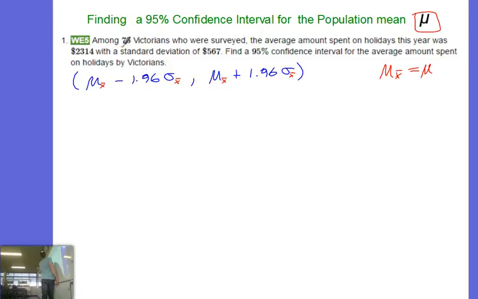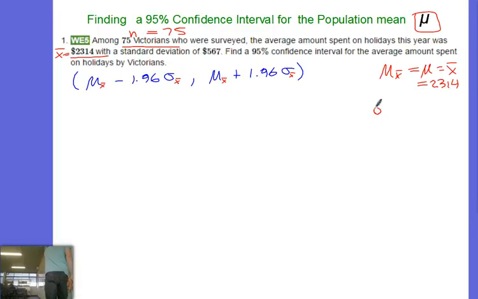For 75 Victorians, that's your n, your sample size, the average spent on the holiday is this amount. That is your sample mean. If we don't know the actual population mean, then the best estimate for that is the sample mean. That's the only information we get. So we have to use the sample mean as a way of estimating the true population mean, and we're going to use that as your estimate for the expected value of the distribution for our confidence interval.